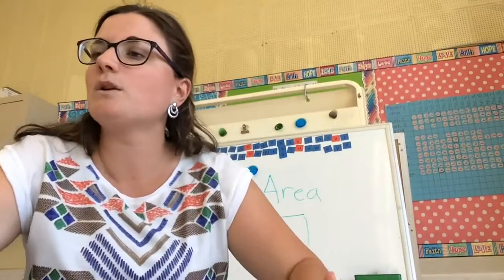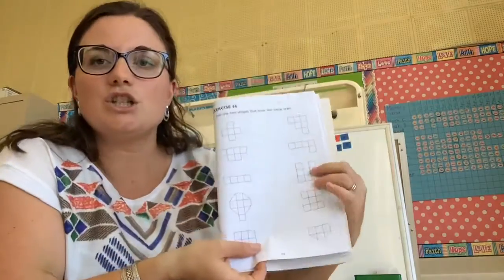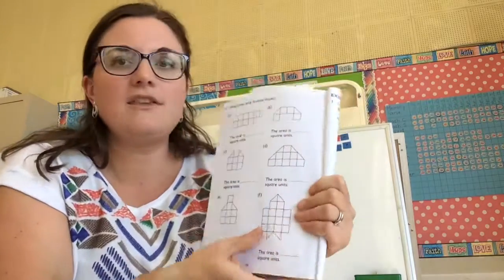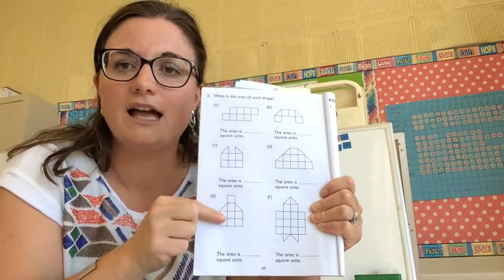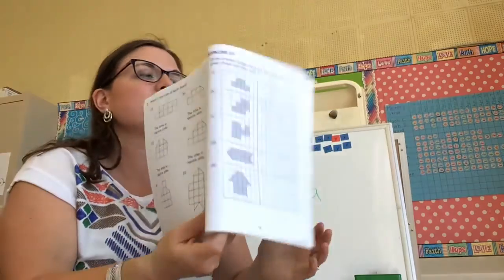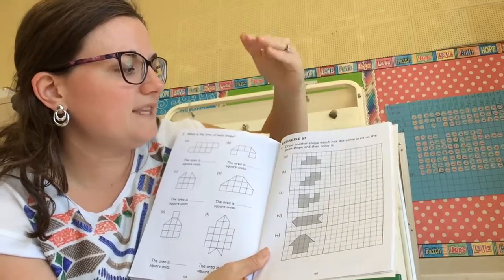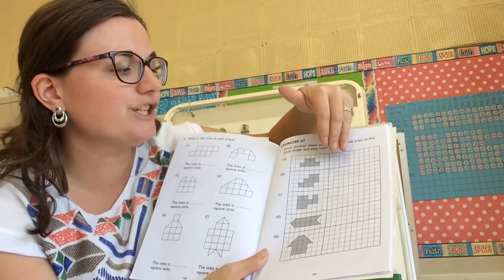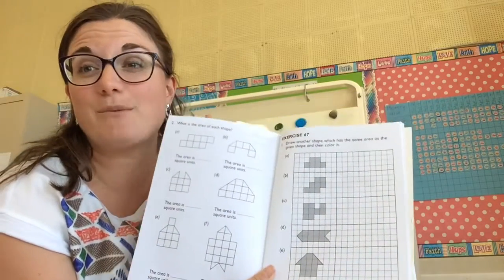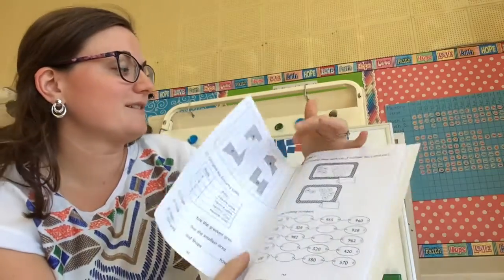So today, in your workbook, you are going to do exercise 66, where you're going to join the ones that are the same area, the same space that they cover. Here, you're going to tell me what's the area of each of these. Write it right on the line. The area is 6 square units, okay? And then 67 is you're going to draw another shape with the same area, and you're going to color it in. So find out what the area is, and then you get to draw another shape with the same area, the same number of squares, okay?